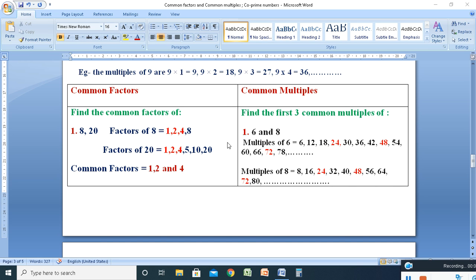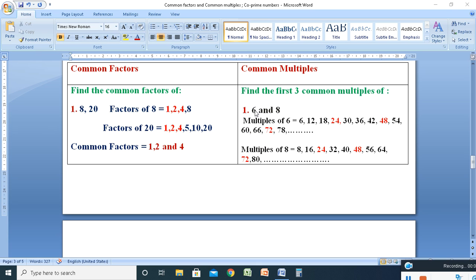So you have to mention the multiples of the given numbers and then find the common numbers from that. Okay, so here the question: find the first three common multiples of 6 and 8 is given. So what is the first step? Mention the multiples of 6.